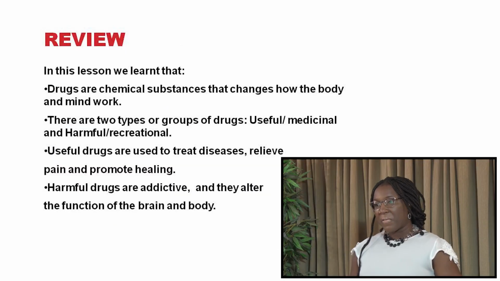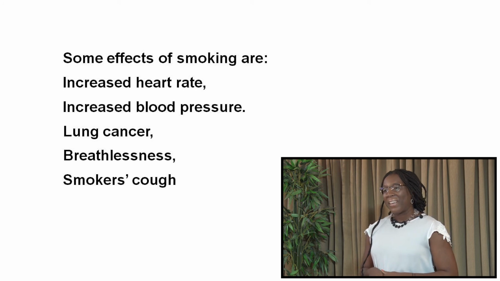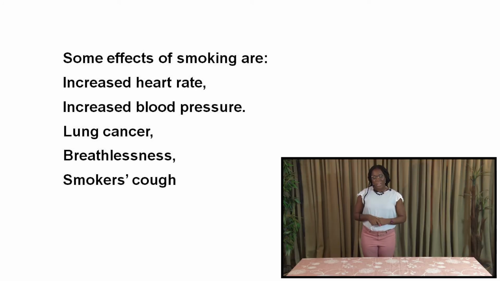Very good. Review. In this lesson, we learned that drugs are chemical substances that change how the body and mind work. There are 2 types or groups of drugs: useful or medicinal, and harmful or recreational. Useful drugs are used to treat diseases, relieve pain, and promote healing. Harmful drugs are addictive, and they alter the function of the brain and body. Some effects of smoking are increased heart rate, increased blood pressure, lung cancer, breathlessness, and smoker's cough.